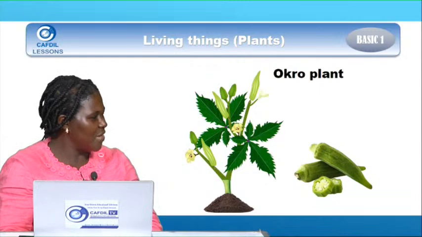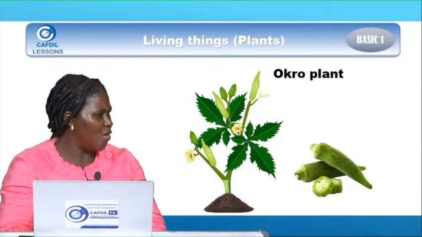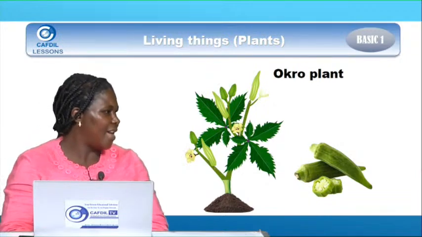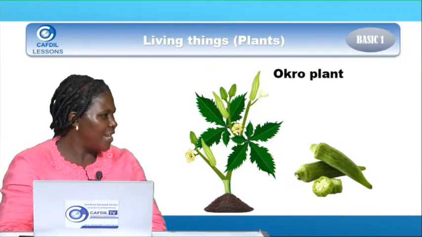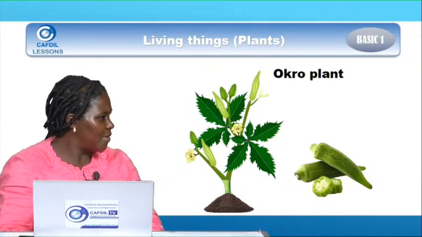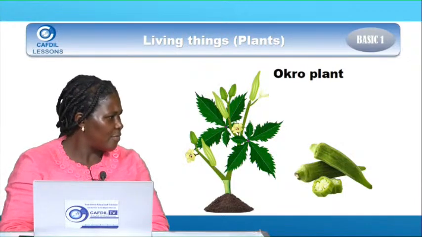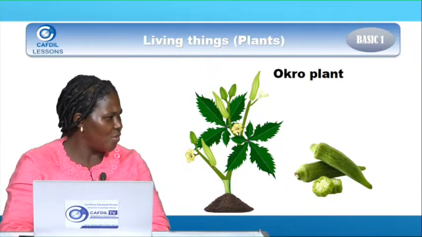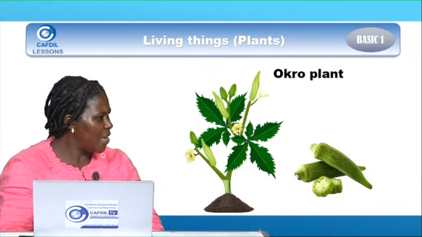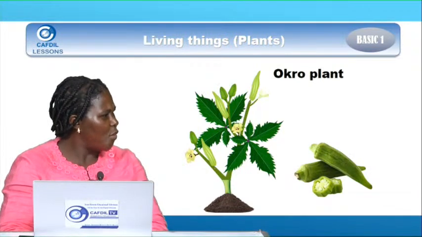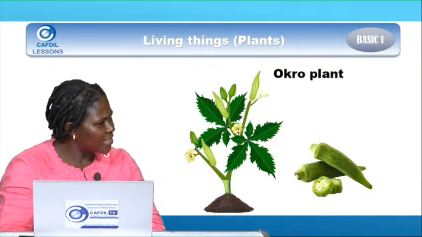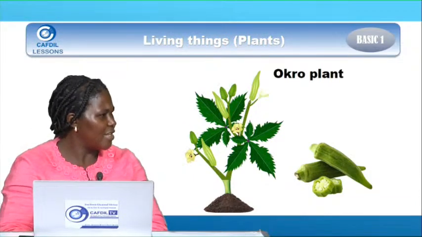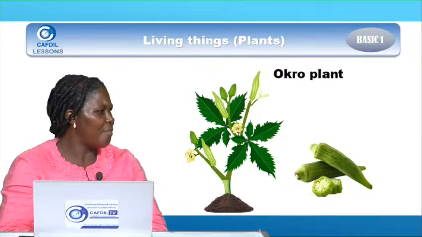Now, what colors can we see on the okra plants? Now we have green leaves. The flowers are yellow, and the fruits also, we have some green okra. We have some light green okra. Good. Now in the leaves we can see some violet spots in it. Yes, so we can see so many colors on the okra plants.